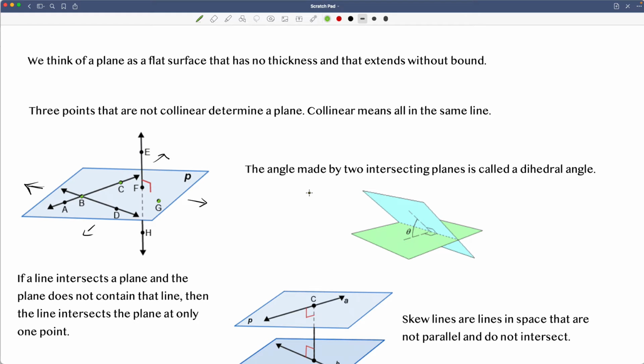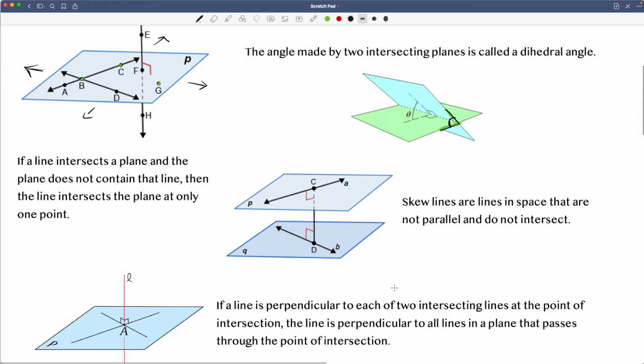Now, when we have 2 planes that intersect, the angle made by those 2 intersecting planes is called a dihedral angle. And that would be this right here in the center, this little angle here from this plane and this plane intersecting. Let me change color so you can see that. This angle here from the intersection of these 2 planes, this is a dihedral angle right there.